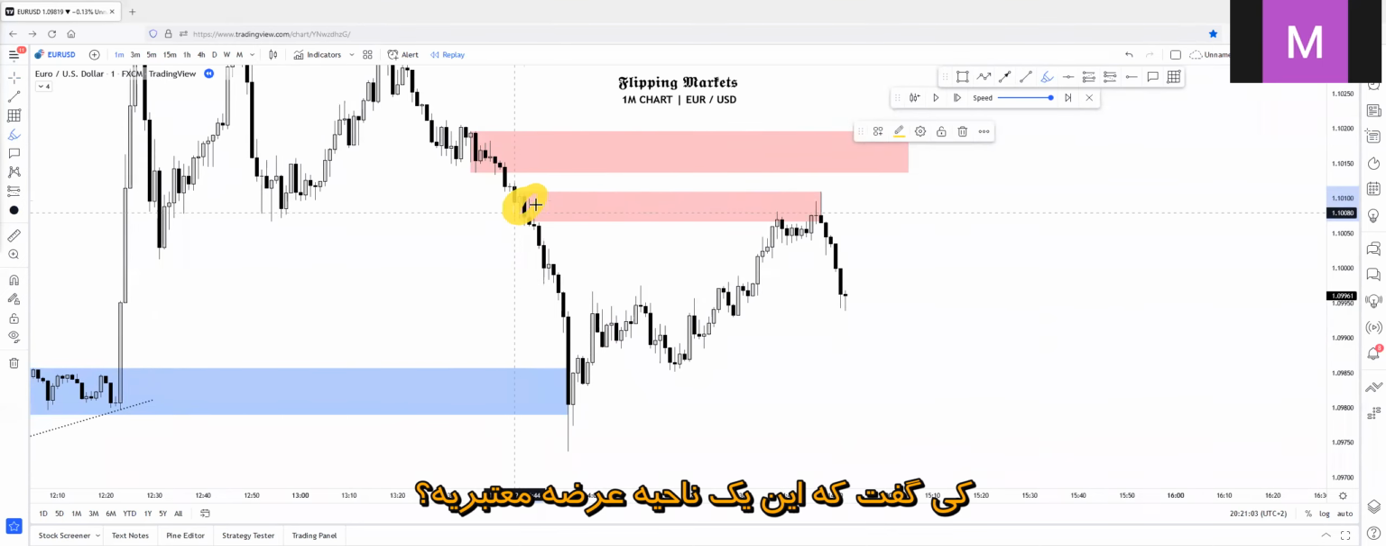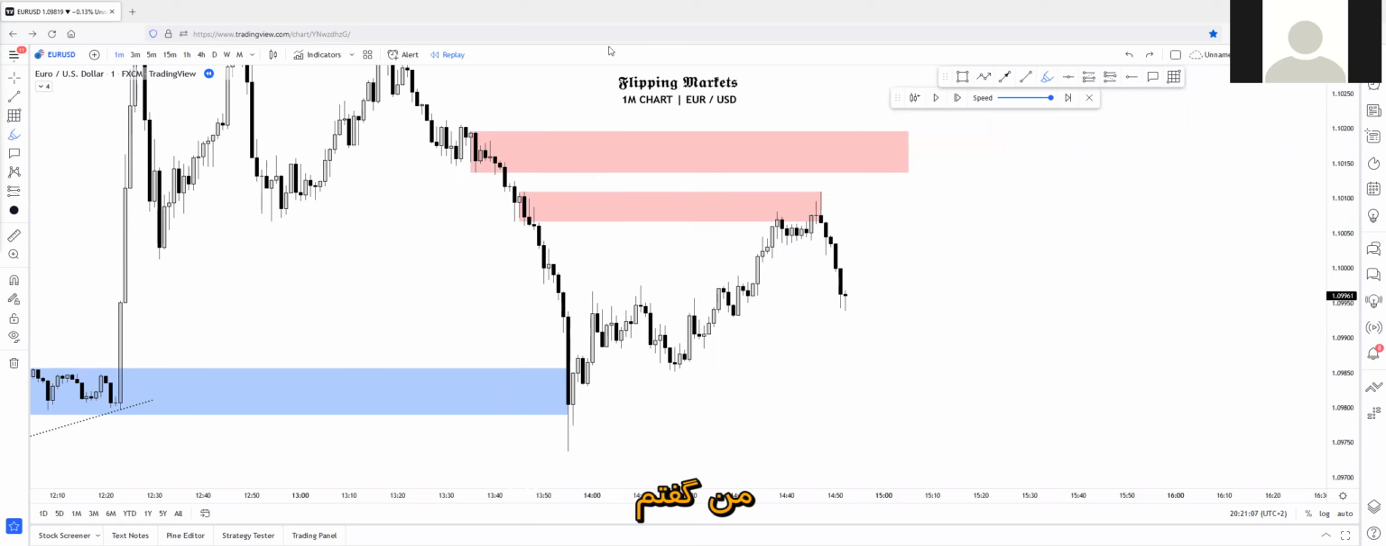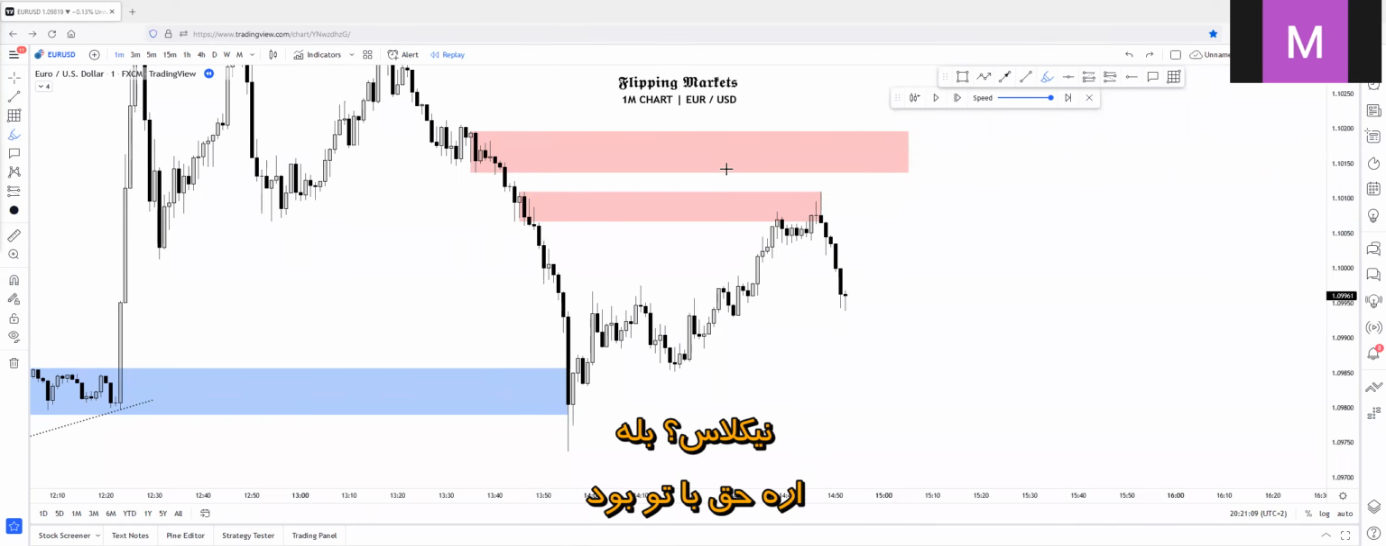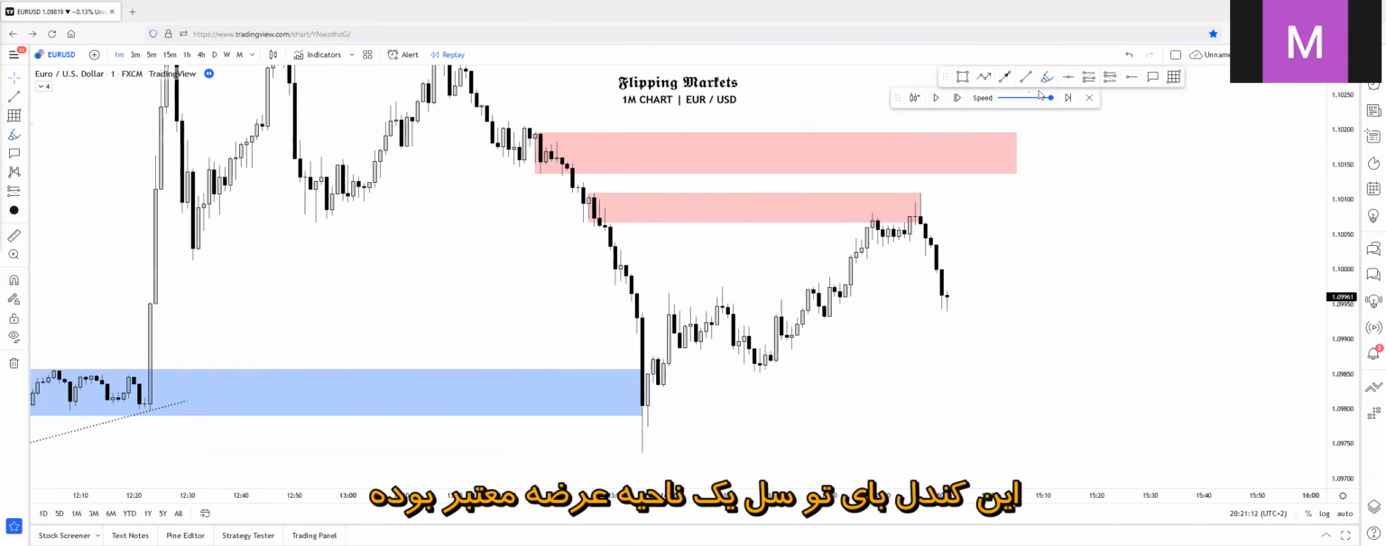Who did say this was a valid supply zone? Nick, me, I guess. Nicholas? Yes, sir. Yeah, you were right. This buy to sell candle was the right supply zone right here.